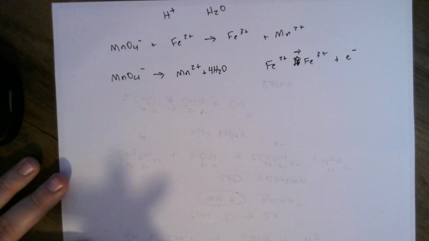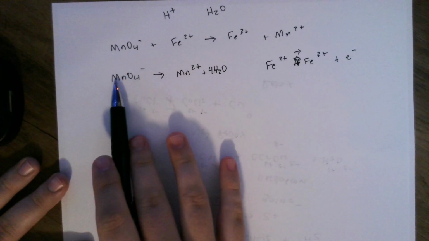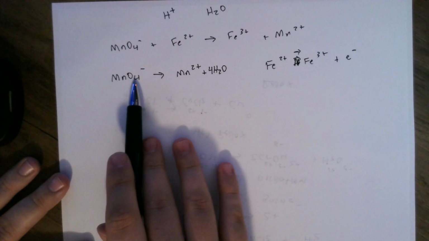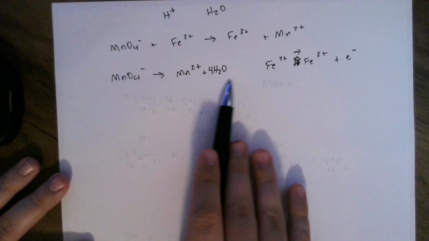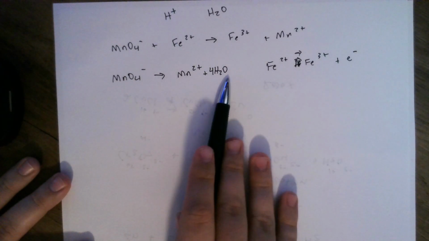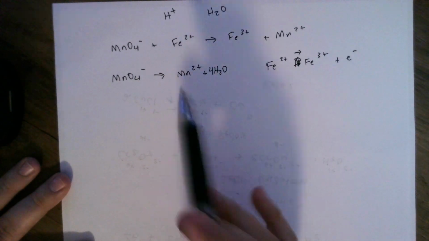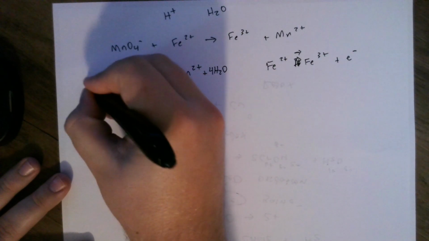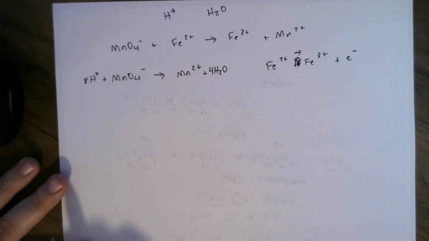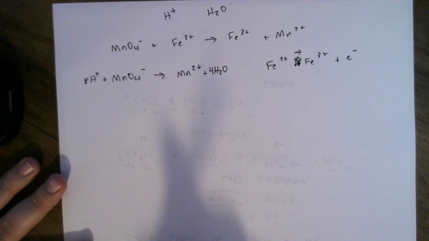That's going to be the first thing you do. Well, first you make sure manganese is balanced, and then you go to everything else. Oxygen is now balanced. But I added these extra H's. Well, I can add some H pluses to counteract that over here. I have 8 H's over here, so I'm going to add 8 H pluses over here. Now all my atoms are balanced.